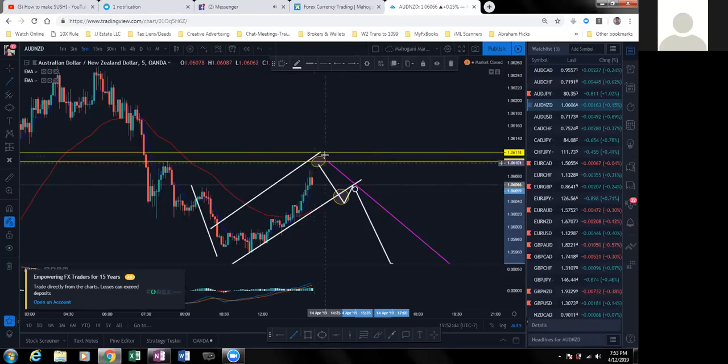This place right here, yes, you can get in. Yes, but this is a risky entry because who's to say it hits here and it doesn't keep going? Who's to say it hits here, pulls back, and then comes, and then it hits, falls down, and then pulls back up to here? This is a risky entry.